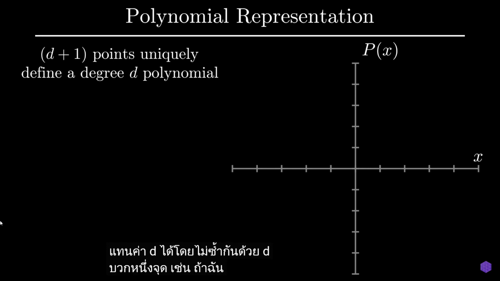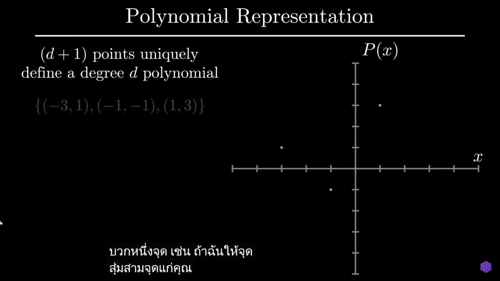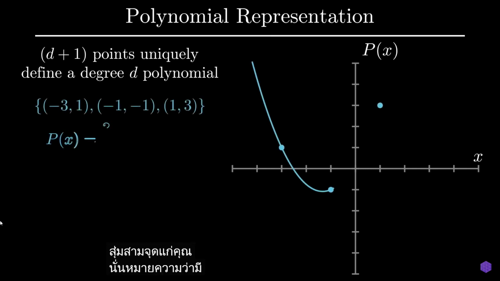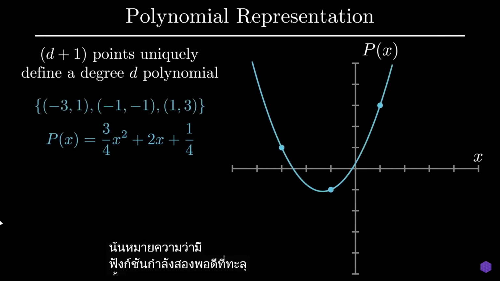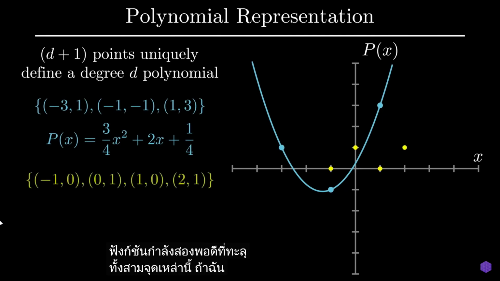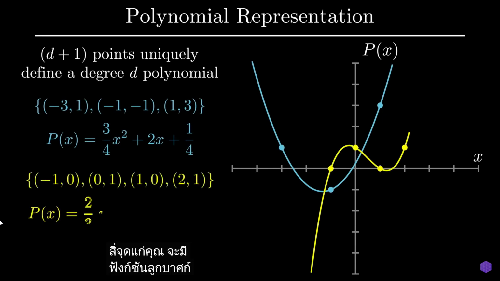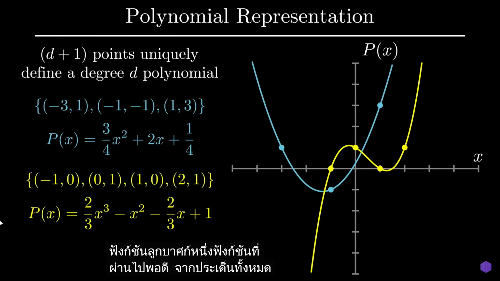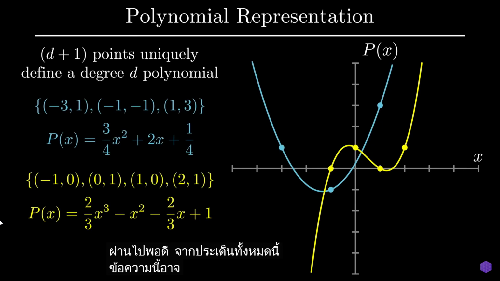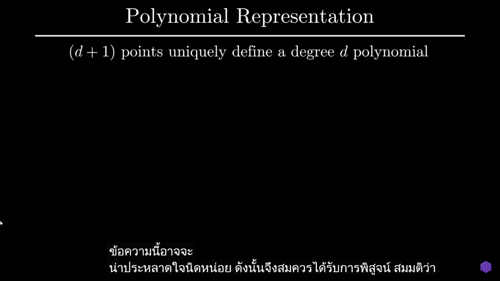For example, if I gave you 3 random points, this means that there is exactly one quadratic function that goes through all 3 of these points. If I give you 4 points, there is exactly one cubic function that goes through all these points. This statement is perhaps a little surprising, so it deserves a proof.